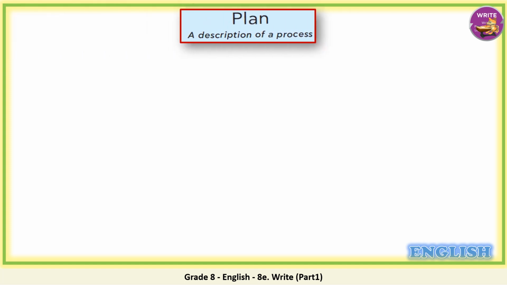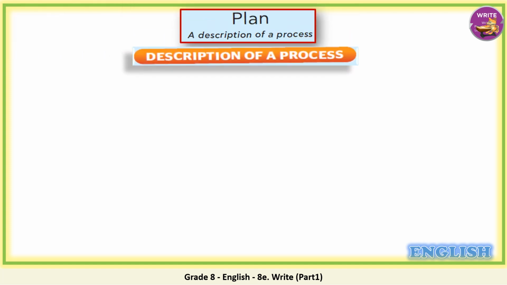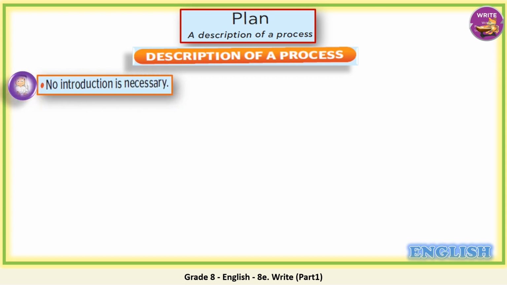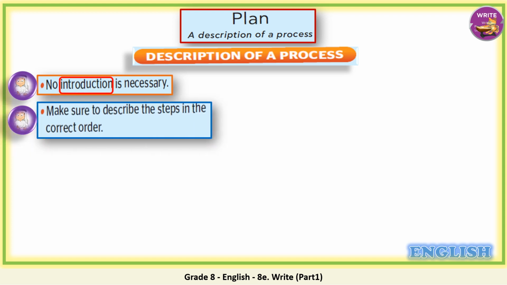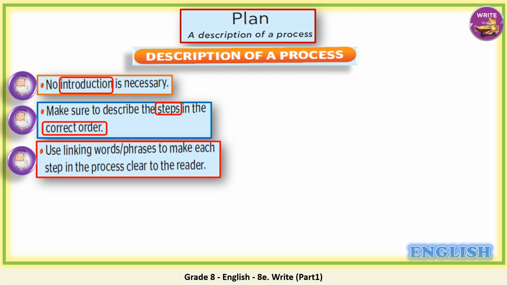Now to the second part of the plan, which is the description of the process itself. No introduction is necessary. You don't need to write an introduction. Make sure to describe the steps in the correct order. So, give the steps in the correct order. Use linking words and phrases. Why? To make each step in the process clear to the reader.